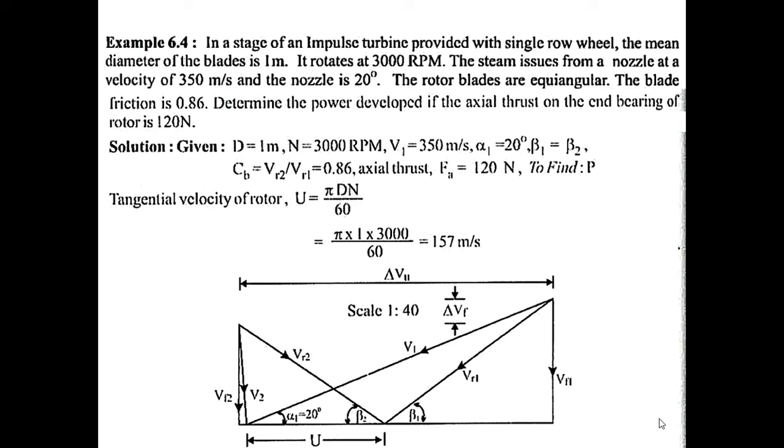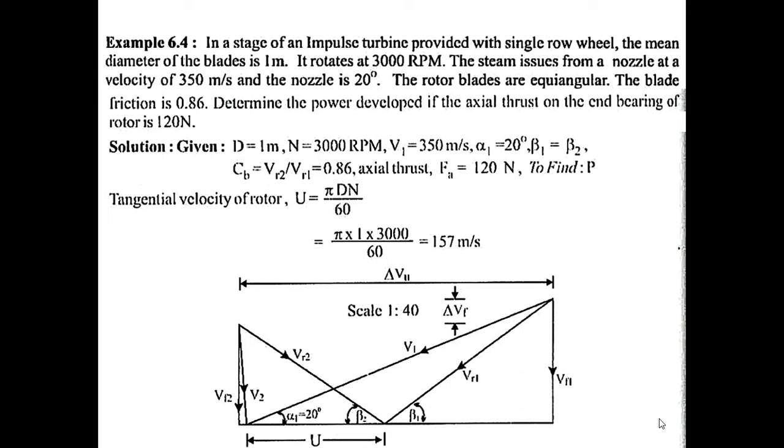Also, this is solved. Determine the power developed if the axial thrust on the end bearing of rotor is 120 Newton. The only problem here is the mass flow rate is not given to find the power. Correct? Yes, sir. If mass flow rate of steam is given, I would have multiplied work done into mass flow rate and found out the power. But in spite of that, what they have done is find the power developed.